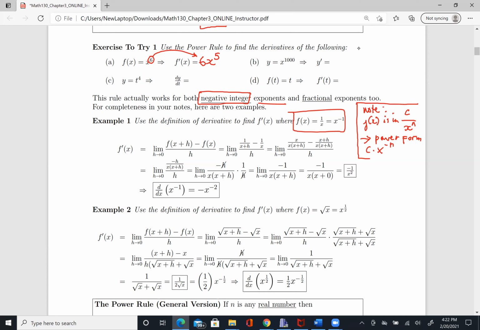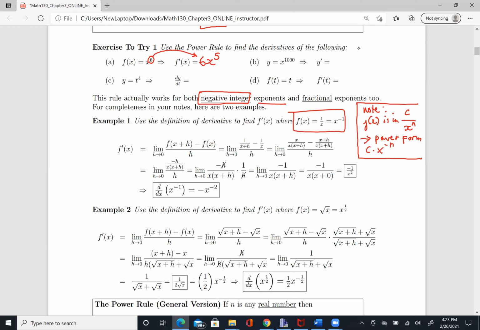One note outside the guide note: if you see a case with a constant on top and x to the power n on the bottom, you should change it to power form, so you can apply the power rule easily. Okay, now let's do this problem.